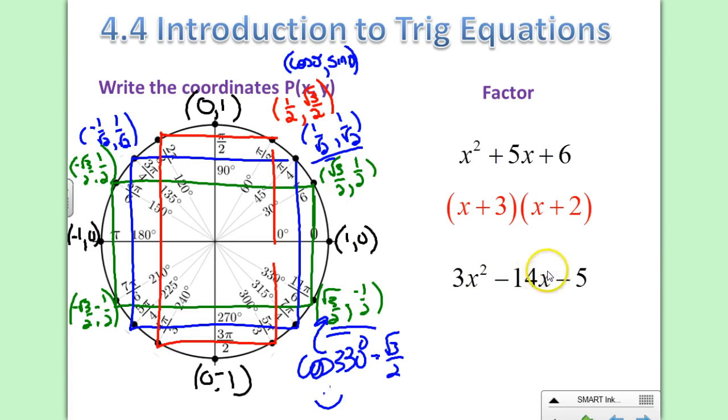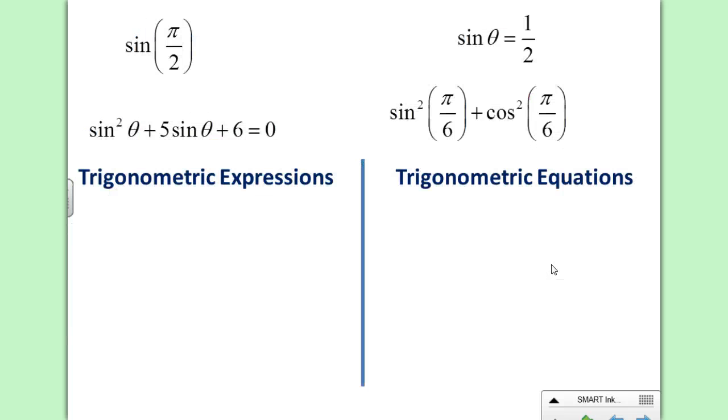So try this one. Can you factor it? You don't need to use the quadratic formula. No. So when you factor that, you should have got 3x plus 1 times x minus 5. Okay? Can we do that?